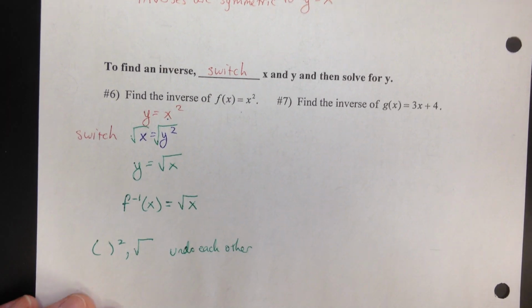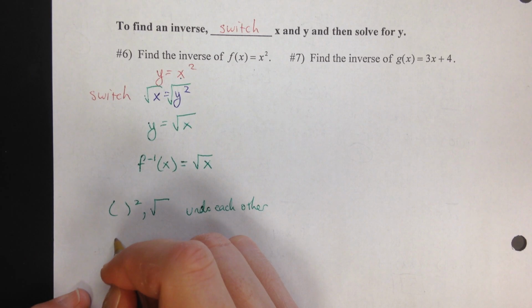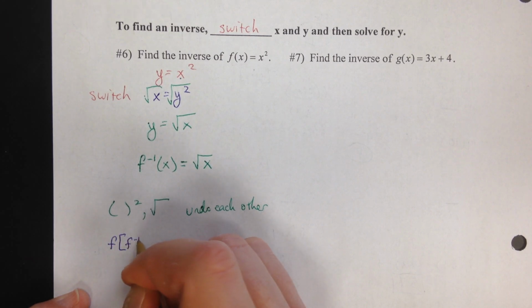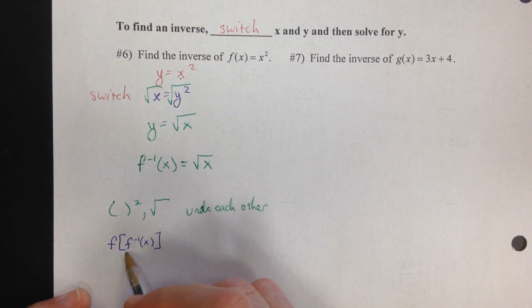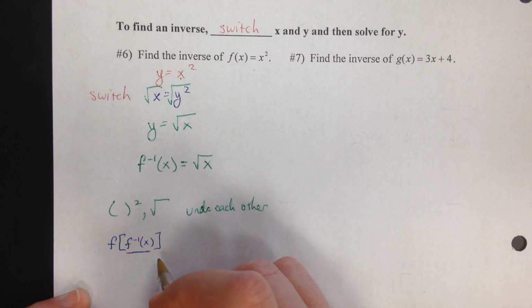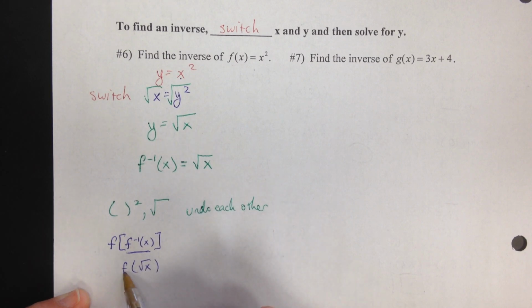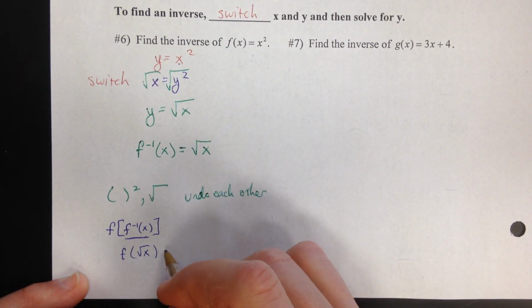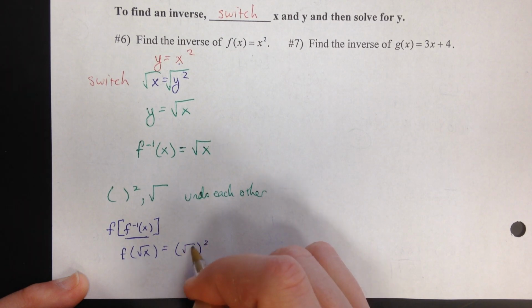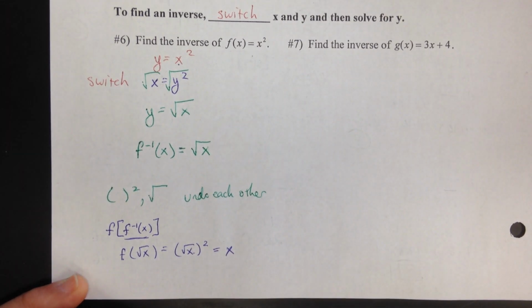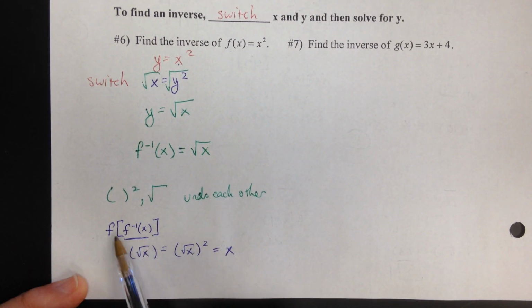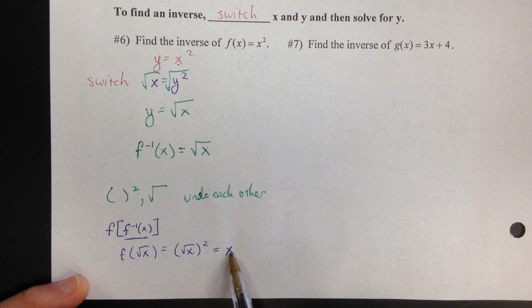What happens as well, if I try to do a composition, f of the inverse of x: I would start with f inverse, which was square root, so that's the square root of x. If I go to f, which was x squared, look what happens. The square root of x squared is just x. When you do a composition of inverses, you're going to be left with x.